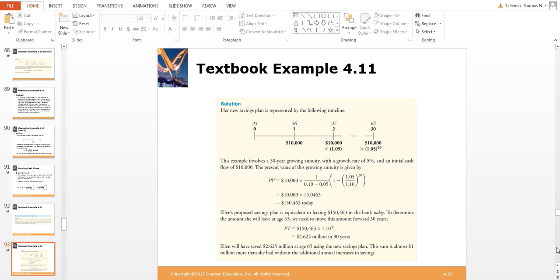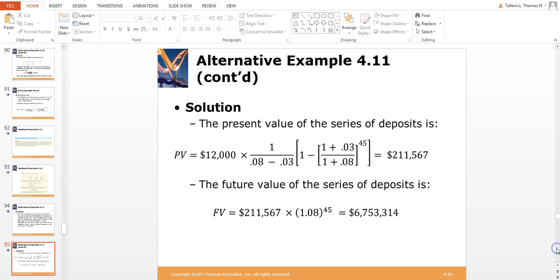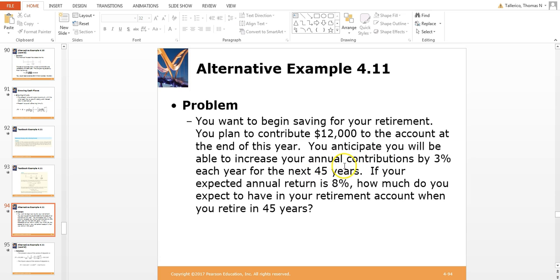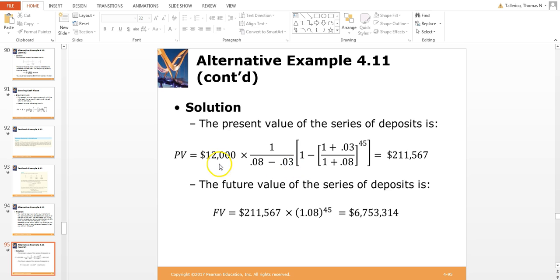There may be plugins we can use in Excel for these growing annuities, but I don't see them offhand here. And here's another exact same example, and it starts out at 8% with a 3% growth rate. You're going to increase your annual contributions by 3% for the next 45 years. So here's that equation again, and here's the second equation for the future value that we have to use. I wouldn't worry too much about these because I don't want you to have to memorize equations if you can't use them in Excel, but it's just good to see them.